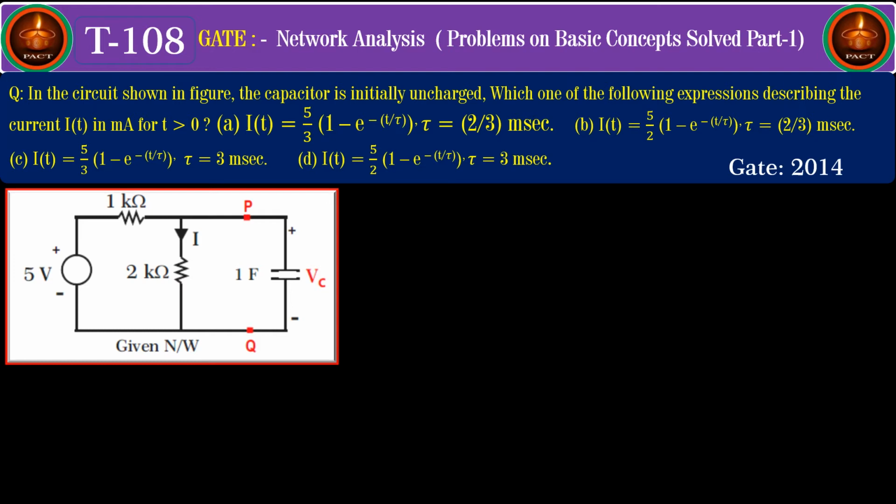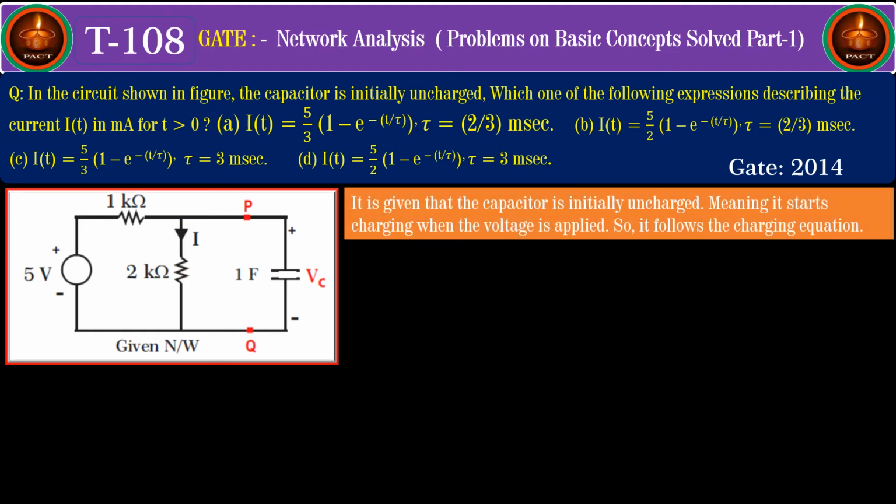If you look at the circuit given, the current which we want to find out is the current flowing through this 2K resistance. The capacitor and resistance are in parallel, so Vc appears across 2K also. And we have to use the data given regarding Vc. It is given that the capacitor is initially uncharged, meaning it starts charging when the voltage is applied. So it follows the charging equation.